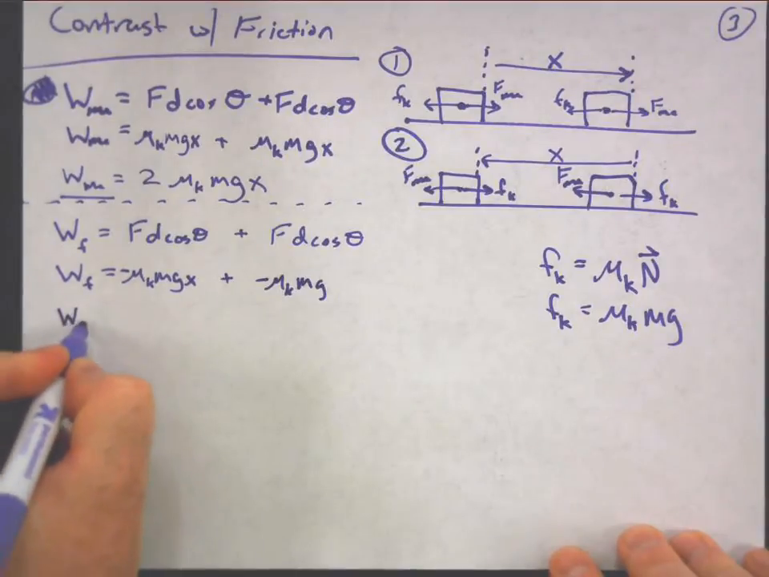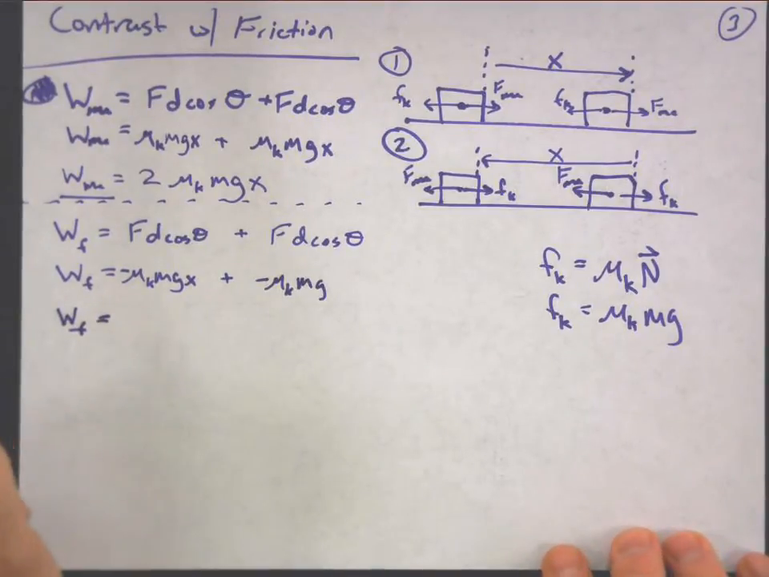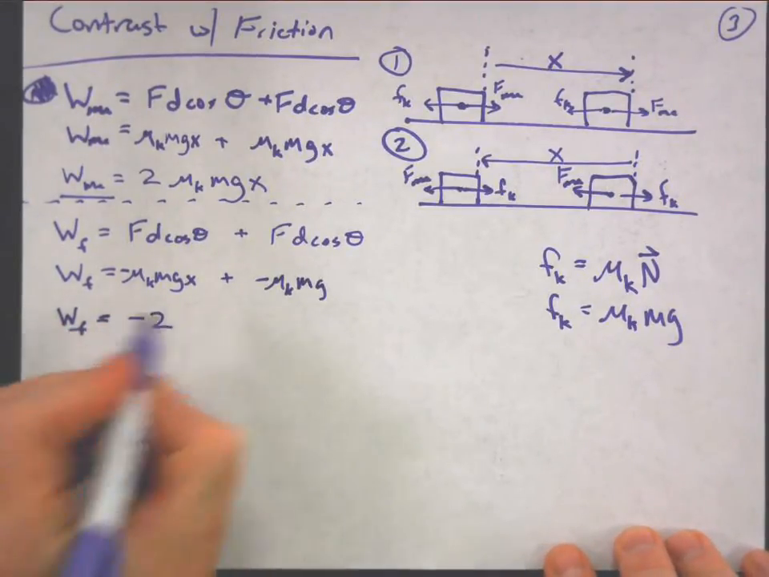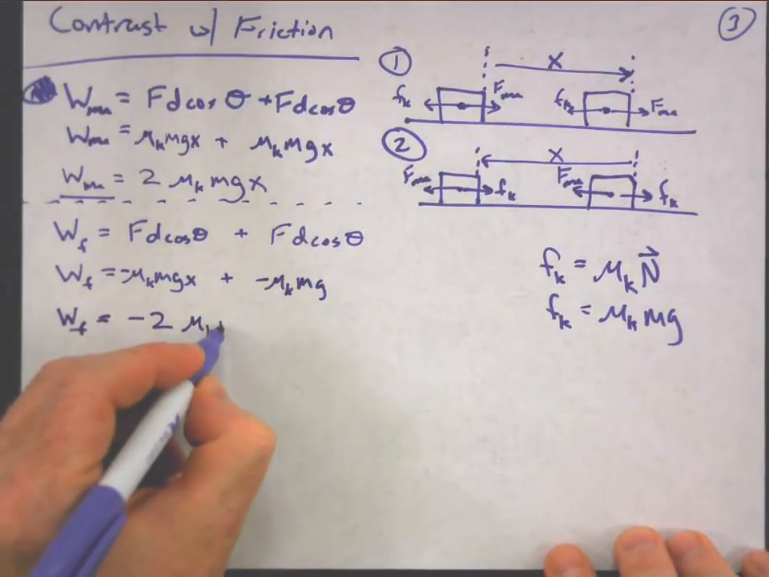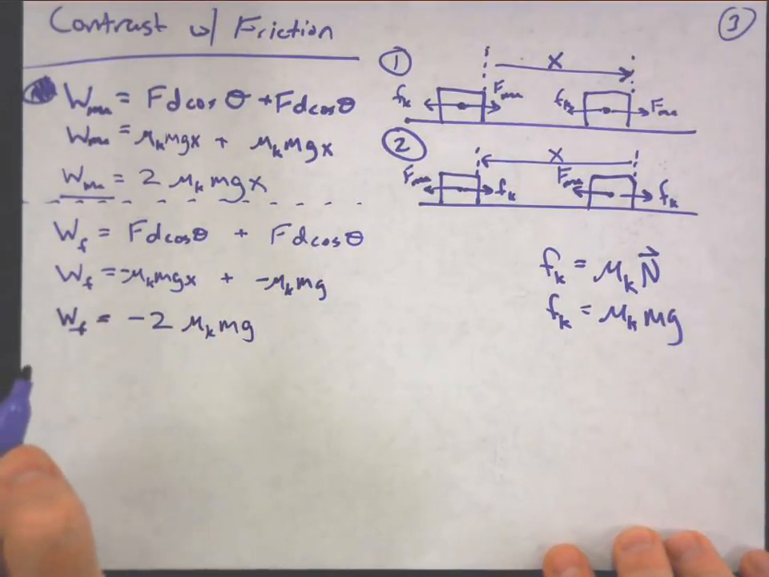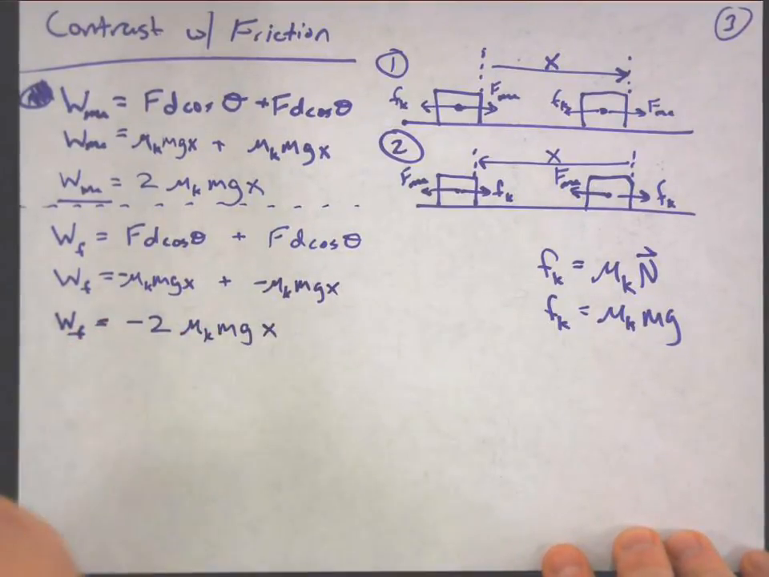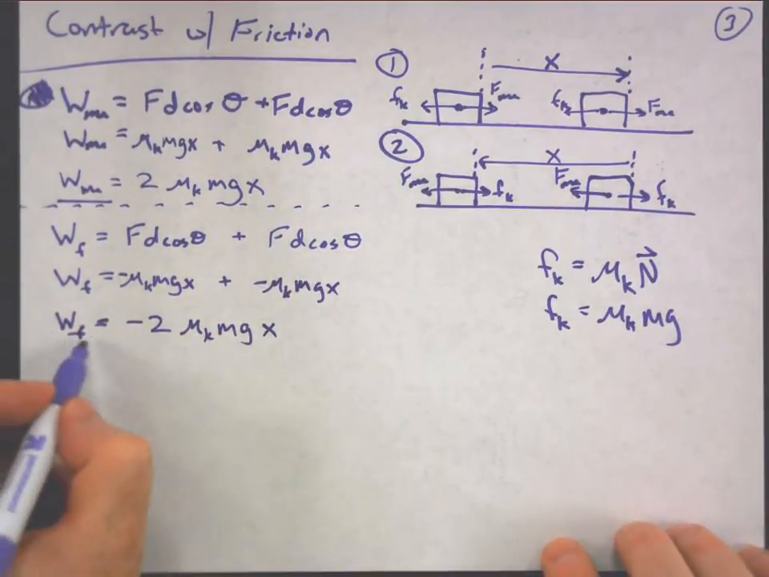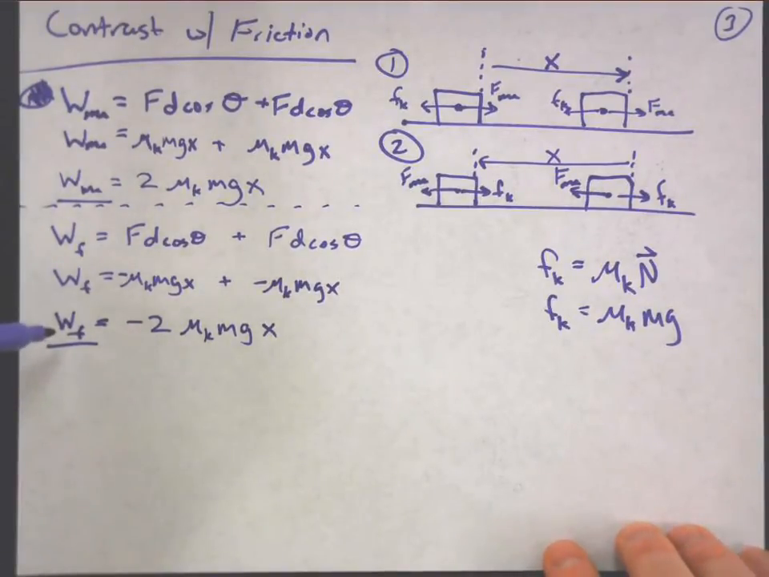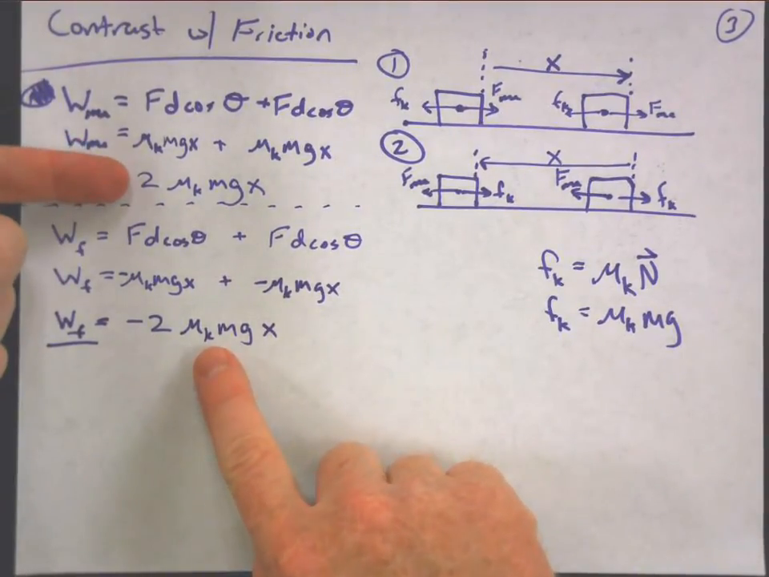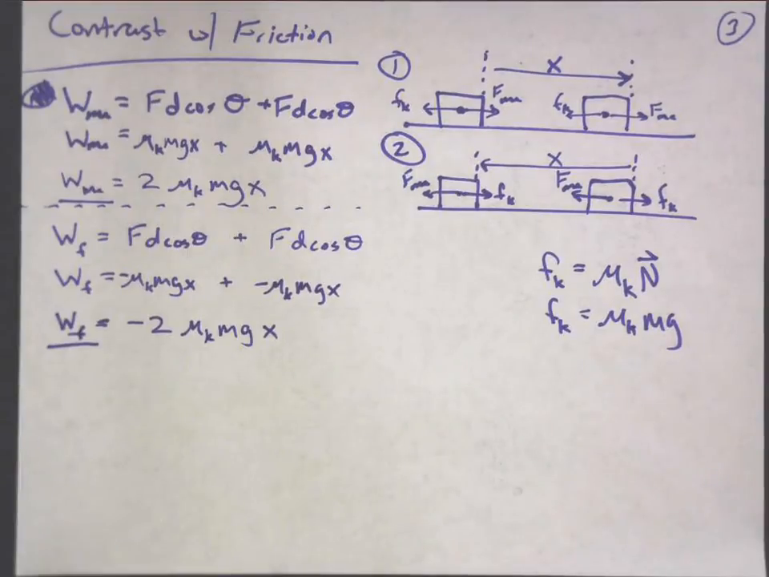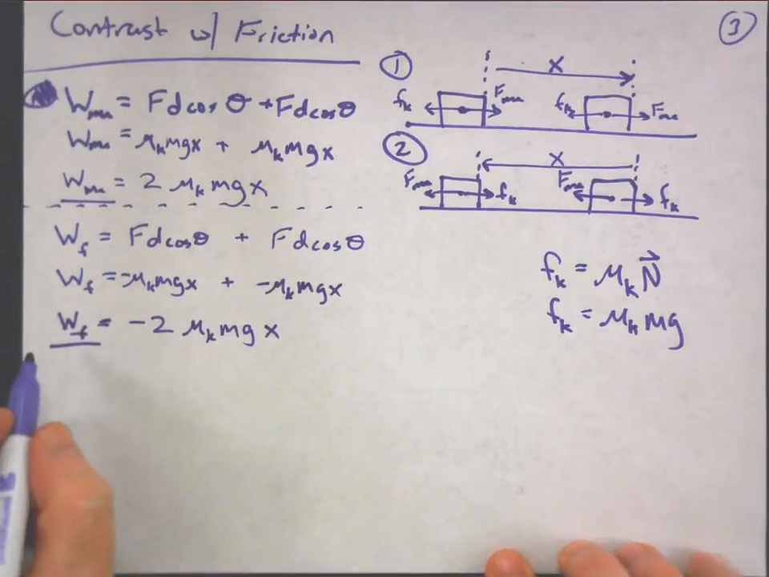Work done by friction is -2 times coefficient times mass times gravity, oops, I forgot an x, sorry, times the distance traveled. So there's the work done by me and the work done by friction. And look, they basically are identical, right? So what's the total work?